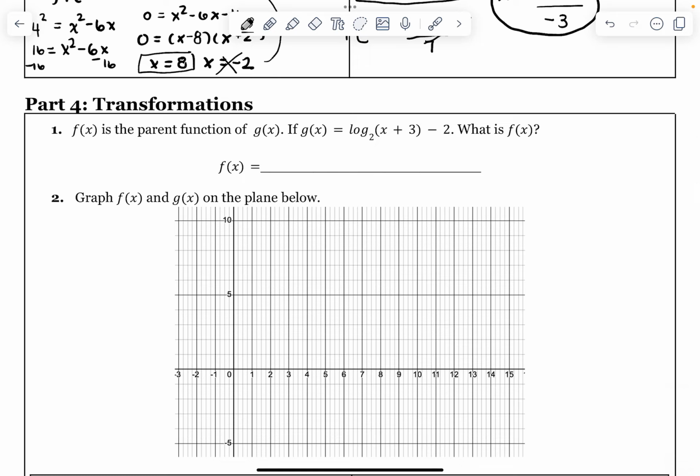Okay, number 4. Either you were here the day that we learned how to do this, or you weren't paying attention. But this one is not too bad.